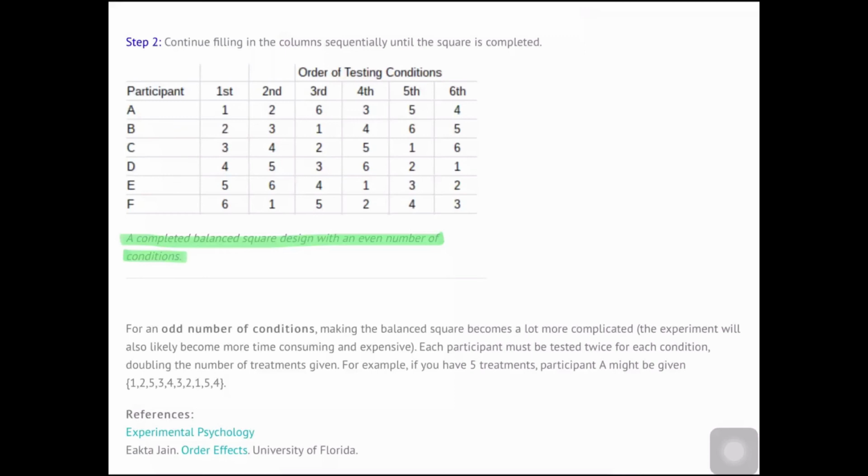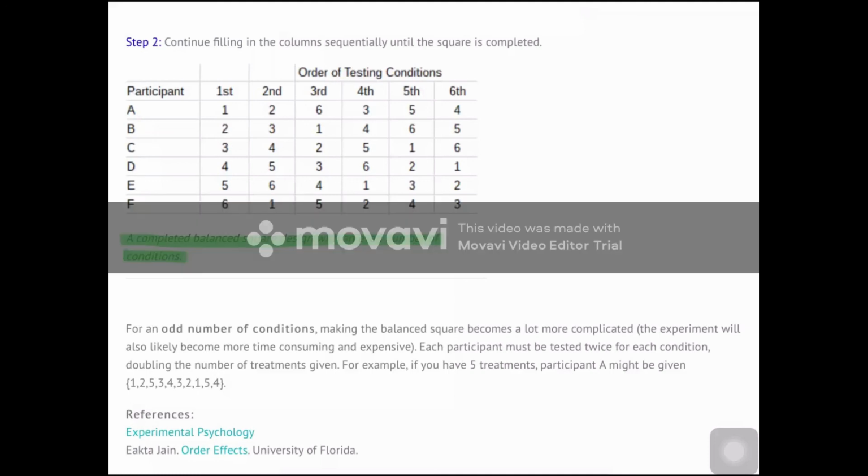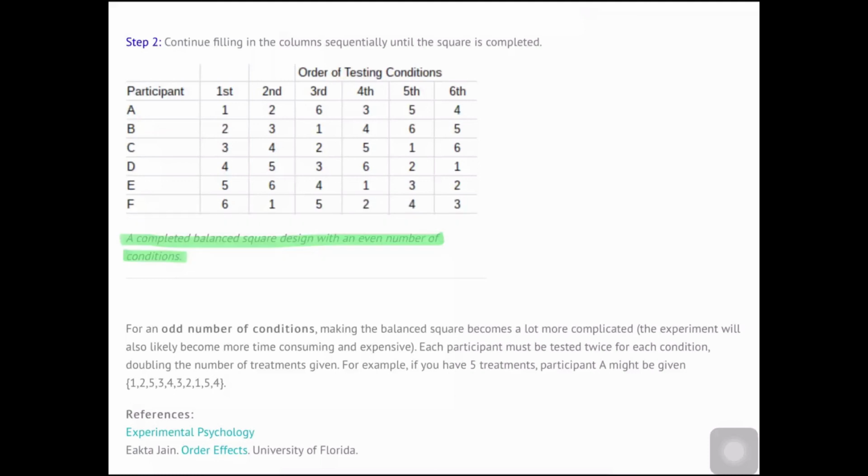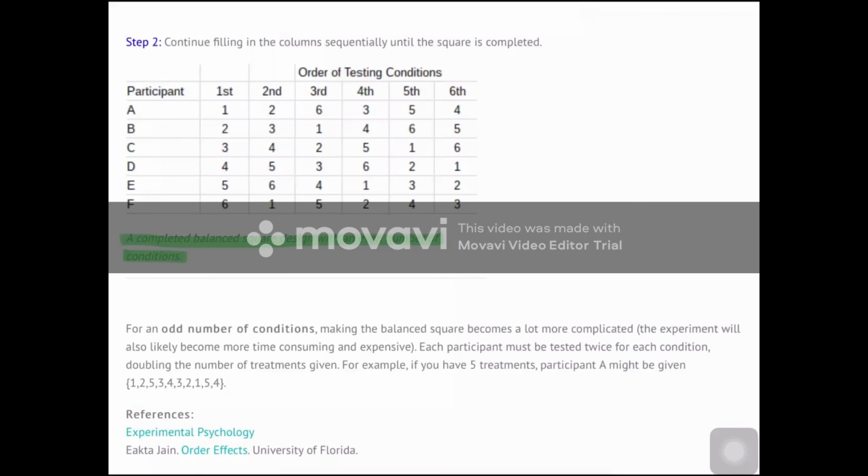For an odd number of conditions, making the balanced square becomes a lot more complicated. The experiment becomes more time consuming and expensive. Each participant must be tested twice for each condition, doubling the number of treatments given. For example, if you have 5 treatments, participant A might be given 1, 2, 3, 4, 5, and so on and so forth. The reference is Experimental Psychology.